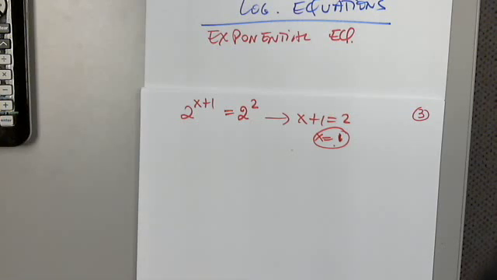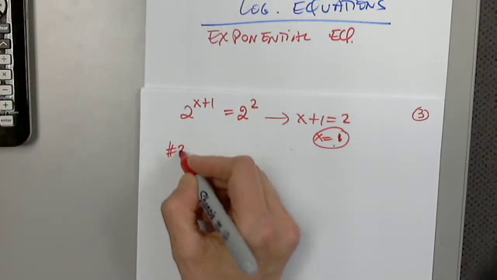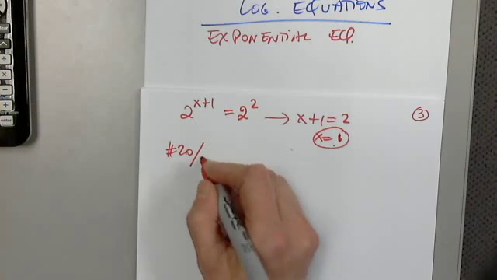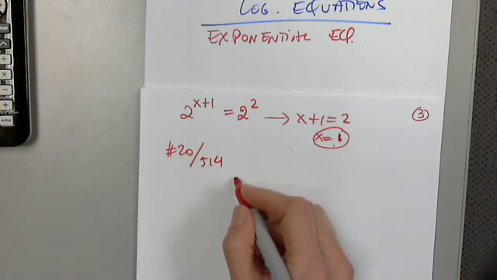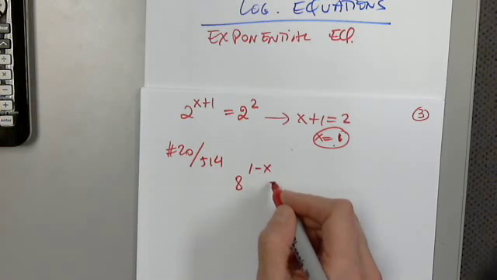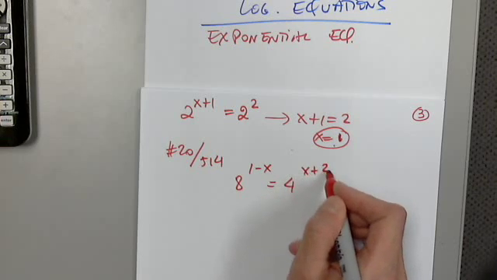This was the simplest possible exponential equation. Now we are going to build on this and look at a few more, like this one, and then slightly more advanced. So let's say problem 20 on page 514, in which we have 8 raised to 1 minus x equals 4 raised to x plus 2.